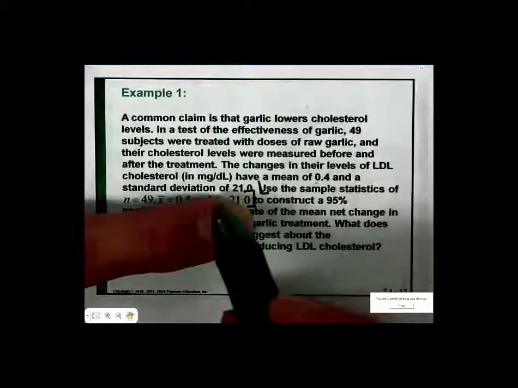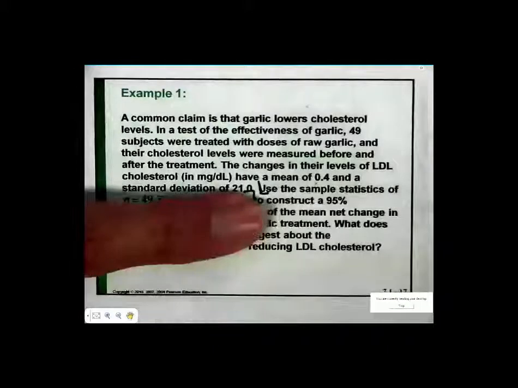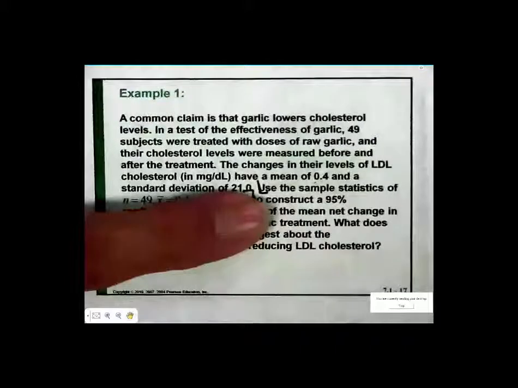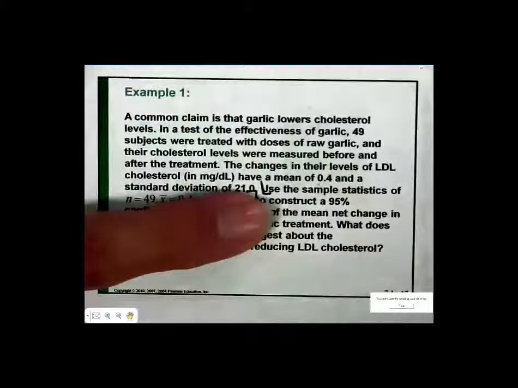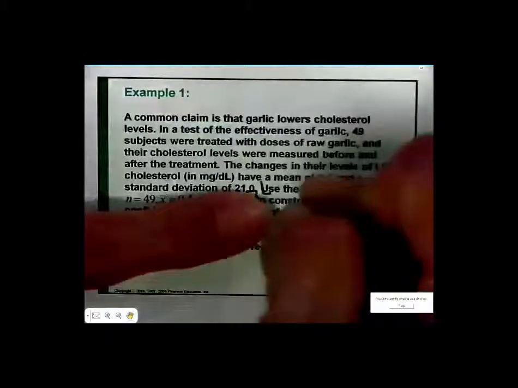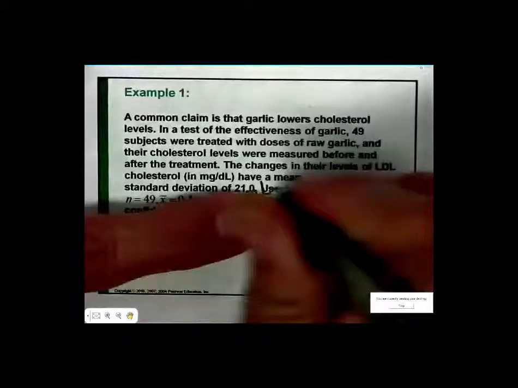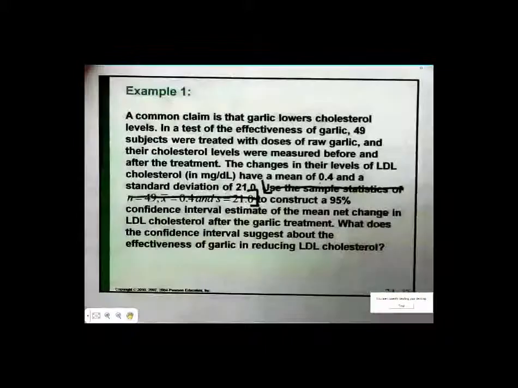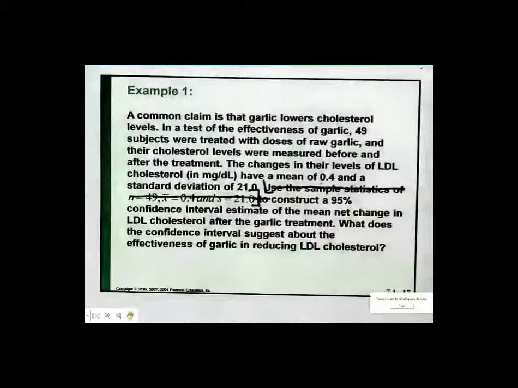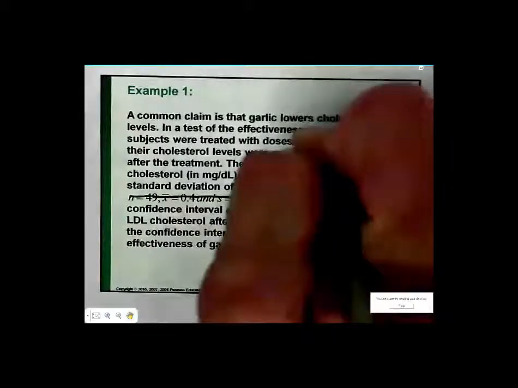But I'm saying if they didn't tell you that was s, how would you know if that was s or sigma? That's a clue. Yeah, it tells you those are sample statistics. What if that wasn't there at all and it just said construct a 95% confidence interval? Well, there's 49 subjects, and I can assume there's 49 people. Yeah. But here's the key right here. That pronoun there is talking about the sample, not the population.